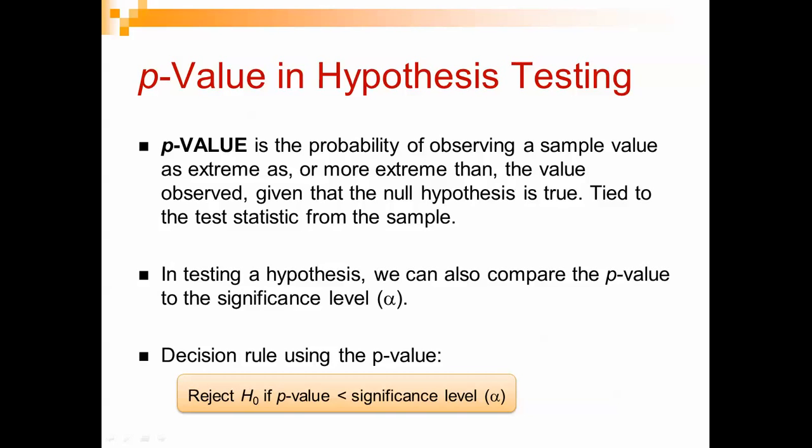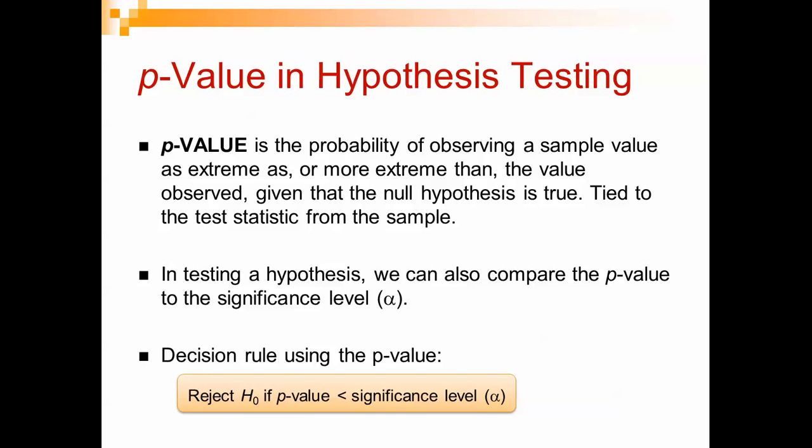The p-value is the probability of observing a sample value as extreme as or more extreme than the value observed, given that the null hypothesis is true, and it's tied to the test statistic from the sample. In testing the hypothesis, we can also compare the p-value to the significance level, and then we come up with a decision rule using the p-value. We reject the null hypothesis if the p-value is less than the significance level, or our alpha level.